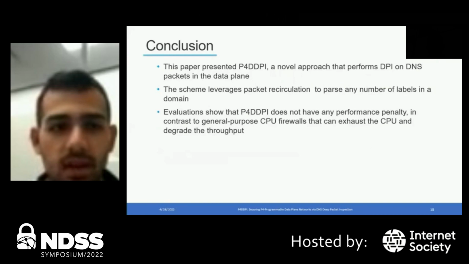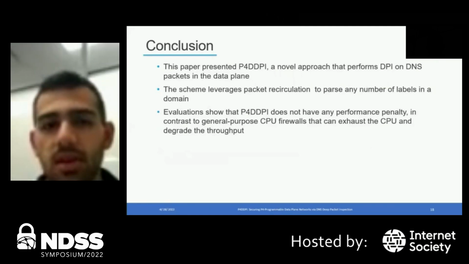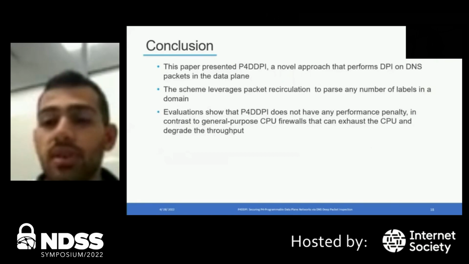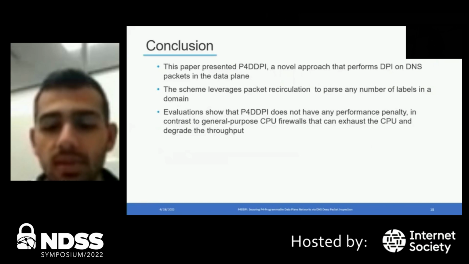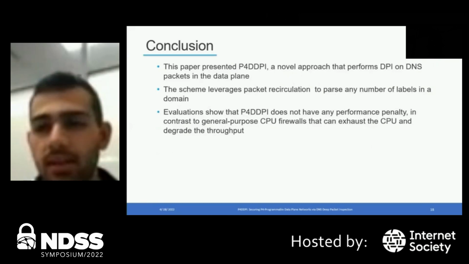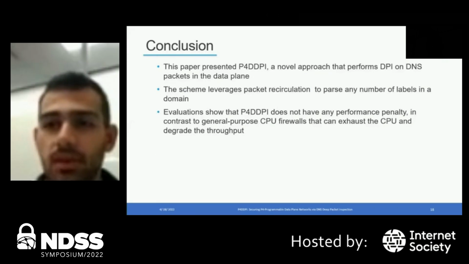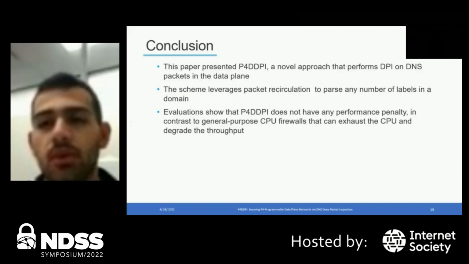As a conclusion, we presented P4DDPI, which performs packet inspection using P4 by leveraging packet recirculation techniques to parse any number of labels in the domain. We evaluated P4DDPI against a general purpose CPU, where we realized the gain in throughput, delay, and packet loss against CPU firewalls. We also evaluated against P4-based approaches, where we see that our approach is capable of parsing more labels.